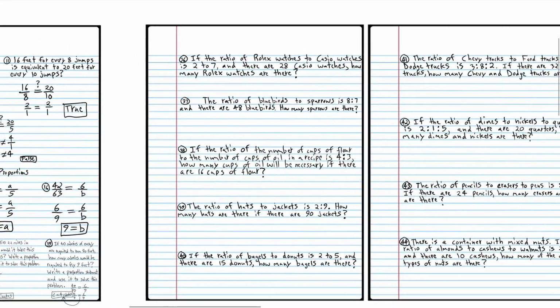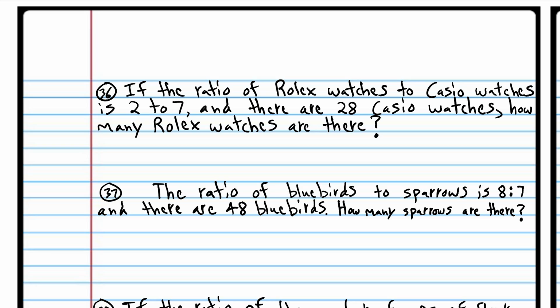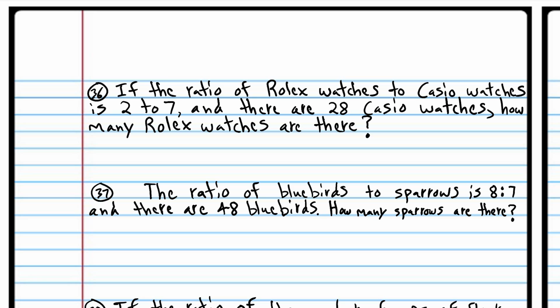All right, let's go to number 36. If the ratio of Rolex watches to Casio watches is 2:7, and there are 28 Casio watches, how many Rolex watches are there? So we can use the method of ratios, or we can use the method of setting up a proportion. The method of equivalent ratios, sorry.